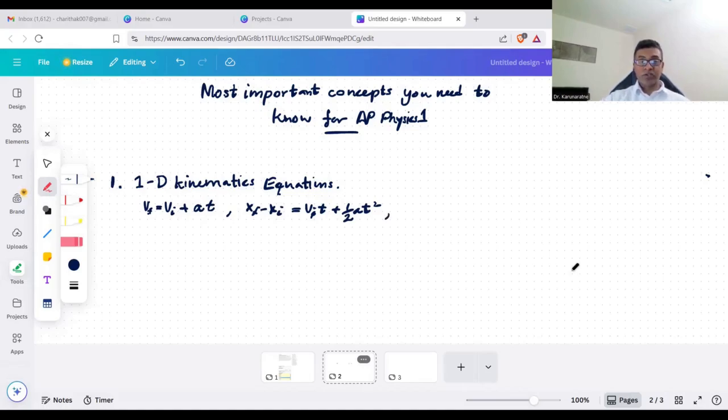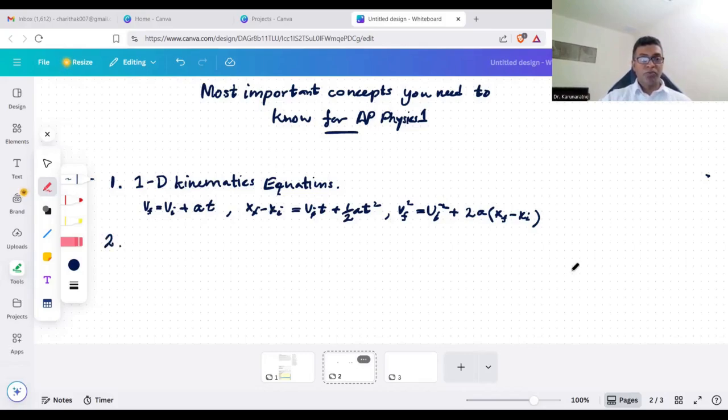Then the third equation: V final squared equals V initial squared plus 2 times the acceleration a times x final minus x initial. So these are the three kinematic equations that you need to know in order to succeed in AP Physics. So this is concept number one.